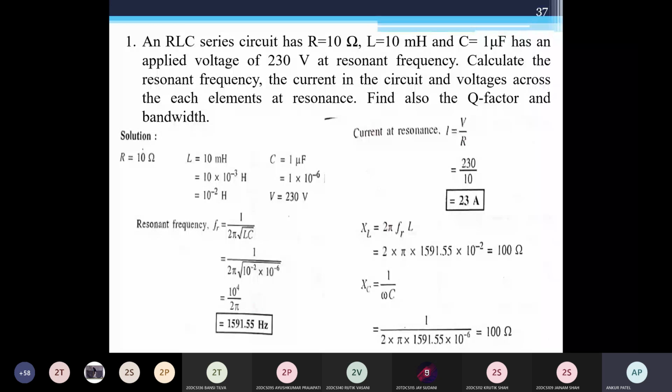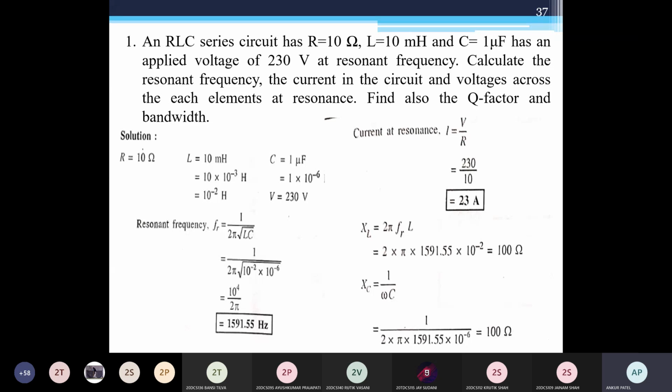Okay, everyone getting this answer? Yes, sir. Now we have XL and XC. Now find out VR, VL, and VC. VR is equal to I into R, VL is equal to I into XL, and VC is equal to I into XC. After finding these three voltages, you need to find Q factor. Q factor is equal to 1 upon R under root L by C, and bandwidth is equal to FR by Q.